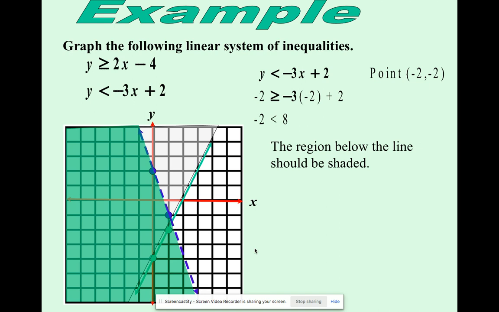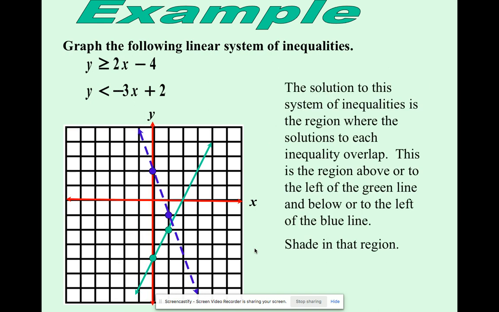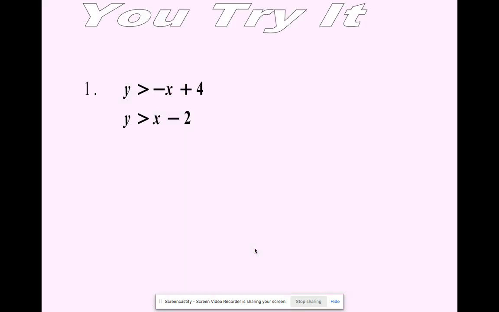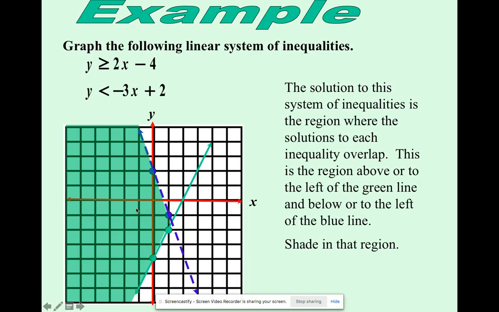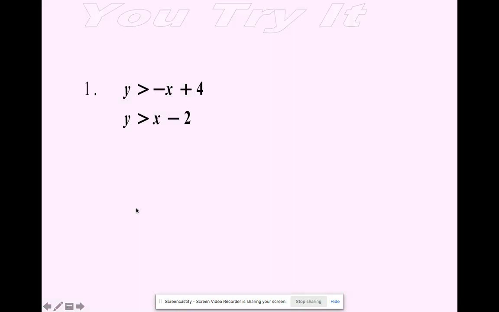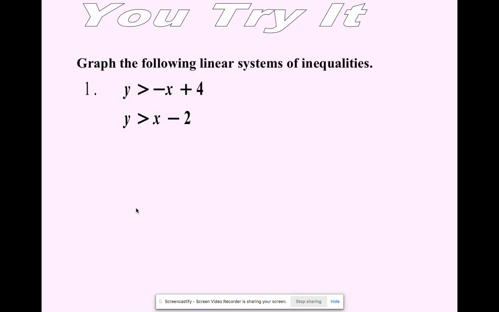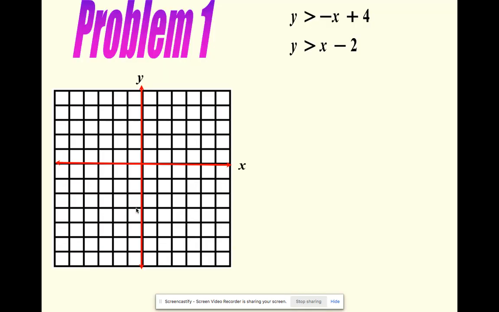Now we are looking at the combined area where both solutions collide, and that's going to be right here. That is our answer. Again, you could try this at home if you would like. I'm not going to make you do it right now if you're watching this video at home. You could also try this one.